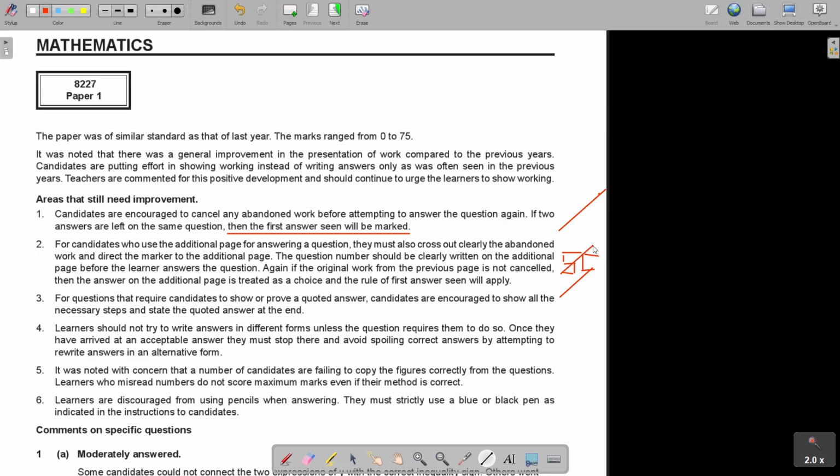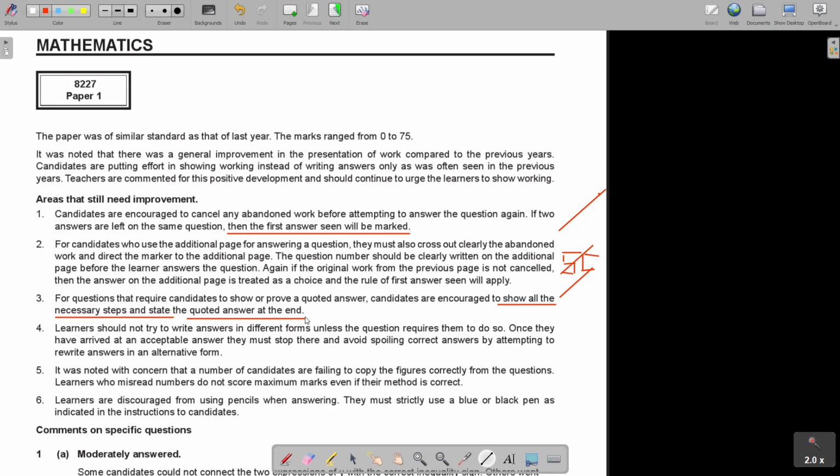Okay. For questions that require candidates to show or prove a quoted answer, candidates are encouraged to show all the necessary steps and state the quoted answer at the end. So show all the necessary steps and the quoted answer must be at the end.